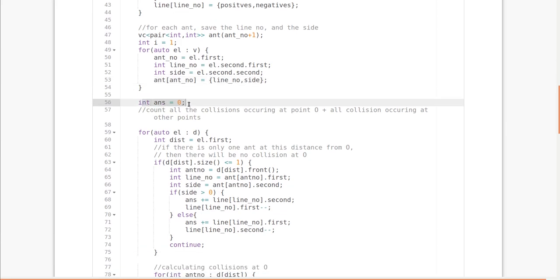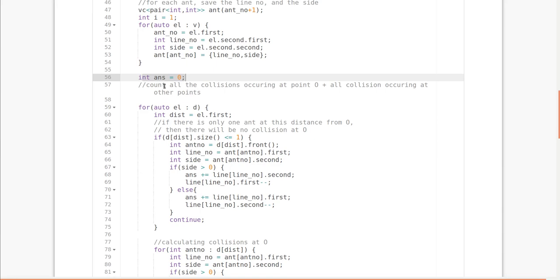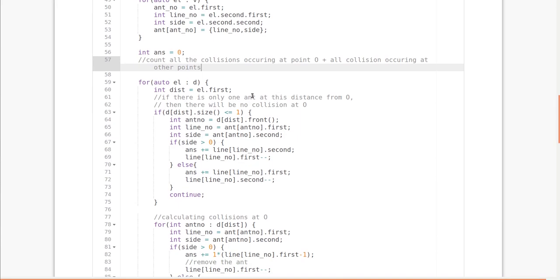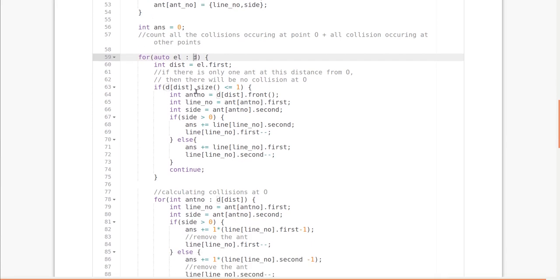So now let's initialize answer with 0. Now we will count all the collisions occurring at point O plus all the collisions occurring at other points. So this map D already had all the aunts. All the aunts with different distances are in this map. So I gather the distance, which is element dot first, which was the key. Then I see if there is only one aunt at this distance from point O.